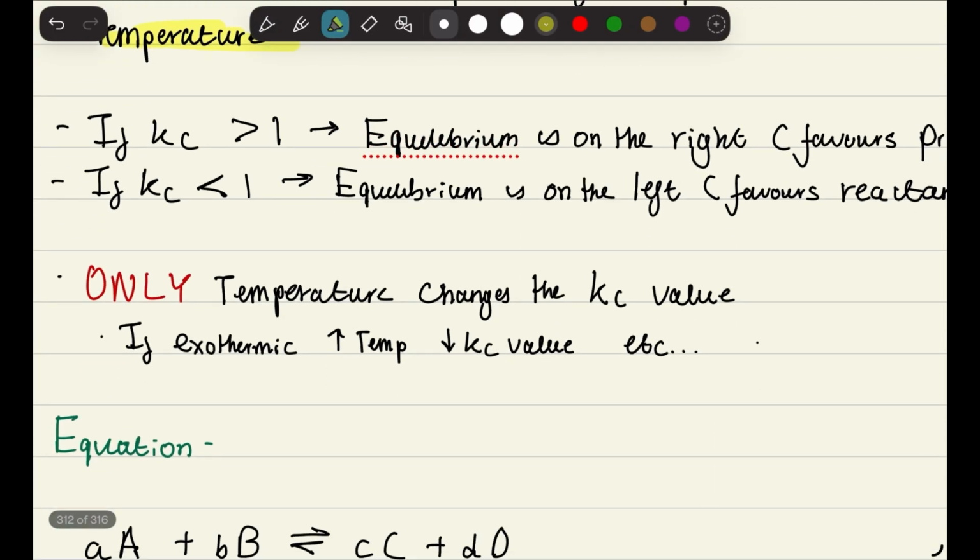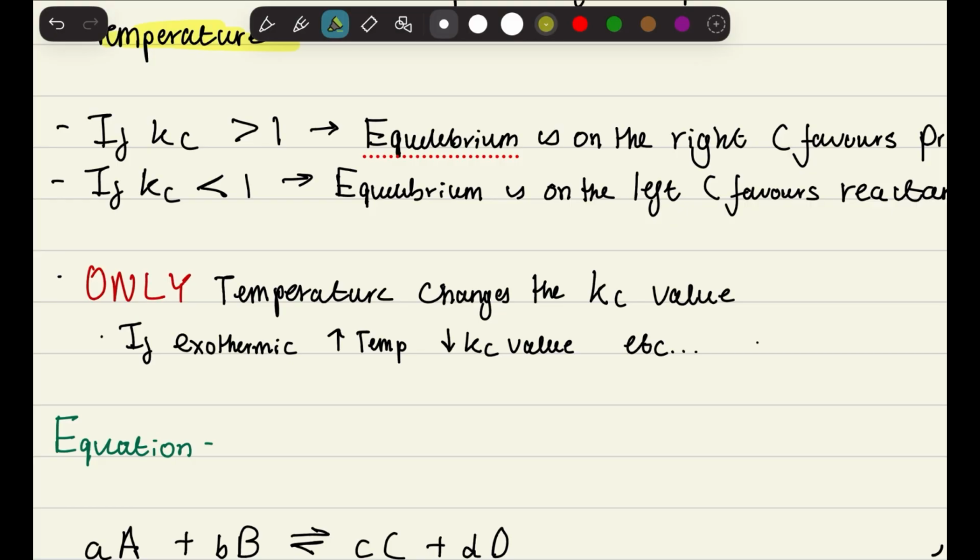Cool. And just know again, very, very important, the only thing that is going to shift our equilibrium is temperature. And this will still apply when we do Kp in second year. Only temperature is going to change the Kc value. If our reaction is exothermic and we increase the temperature, think about it: we're going to shift to the left to favor the endothermic reaction, which is going to bring heat back in. So the Kc value is going to go lower because it shifts to the left. Think about that. Use different scenarios.